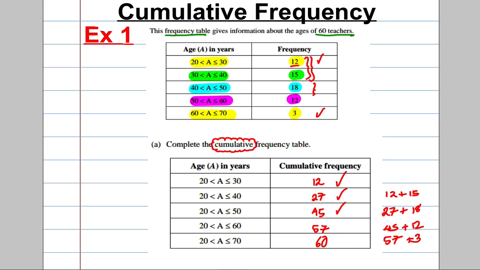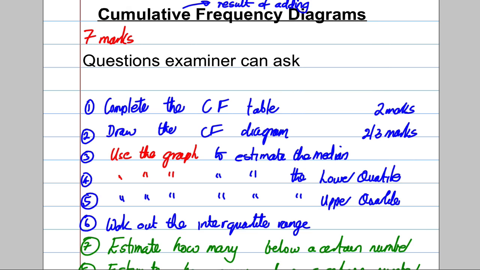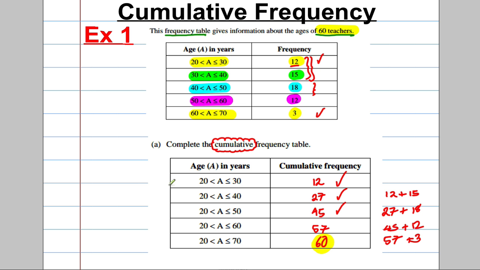Now, how do you know if you've done it right? There's a little check for you. This number here, 60, must add up to the total number of teachers or plants or whatever you're measuring in your example. So because that's 60, I know I should have done it right for sure. Okay, there's the first thing. Remember I told you they said they'd get you to complete the cumulative frequency table? Done. The next thing, we've got to draw the cumulative frequency diagram.